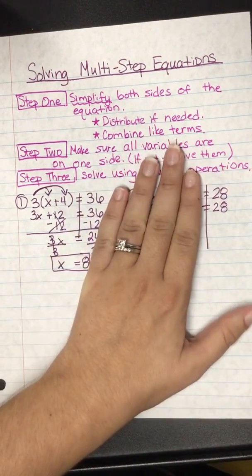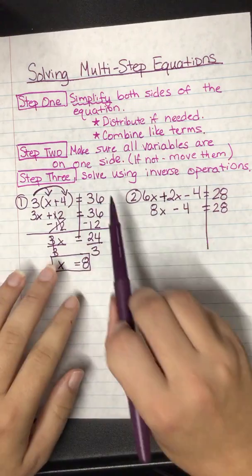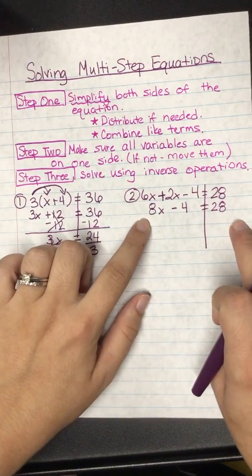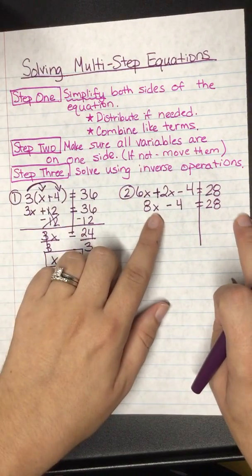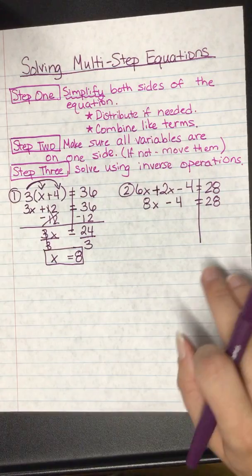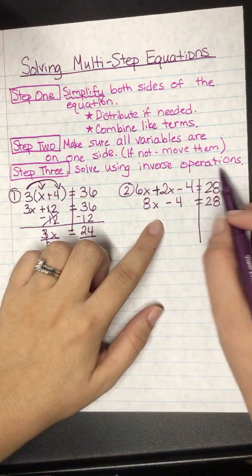Is there anything else I can simplify on the left? No. Is there anything I can simplify on the right? No. Now, I forgot this step last time. Make sure all variables are on one side. Is that true? Yes, we have 8 x's over here and no x's over here.